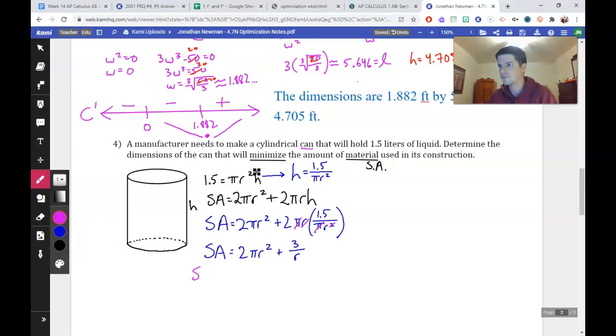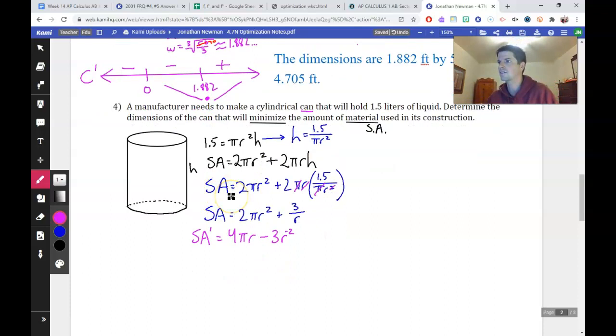So let's take the derivative. I'm going to do the real hack here. I'm just going to do surface area prime, the derivative of the surface area, and that is a function, right? Equals 4 pi r plus, minus 3 r to the negative second. You can think of this, remember, as 3 times r to the negative first to take the derivative of it. Let's combine these fractions, because this is, of course, a fraction. So we have 4 pi r minus 3 over r squared, right?